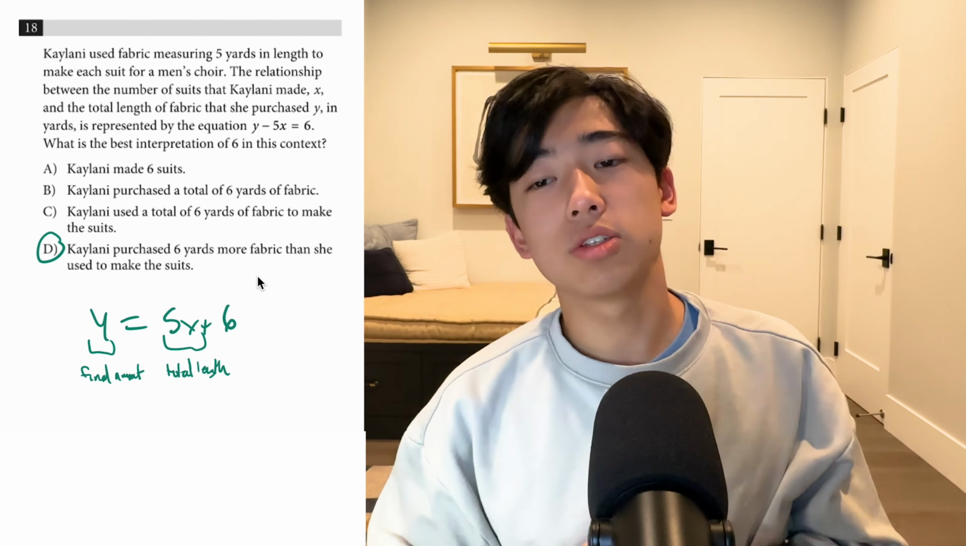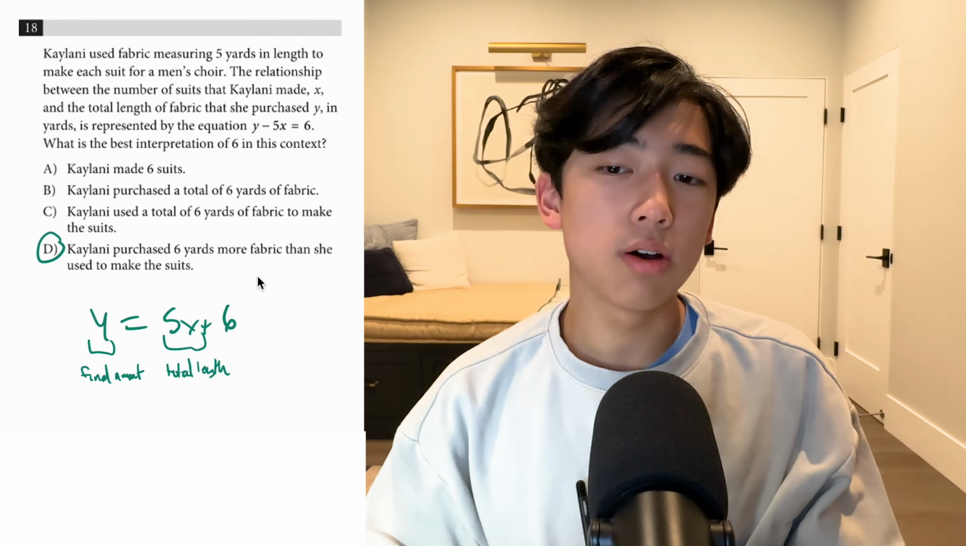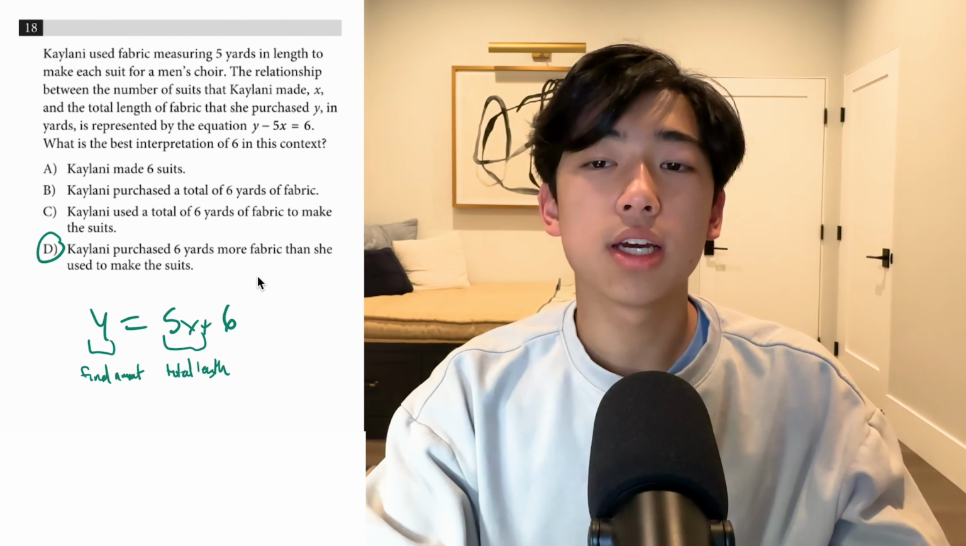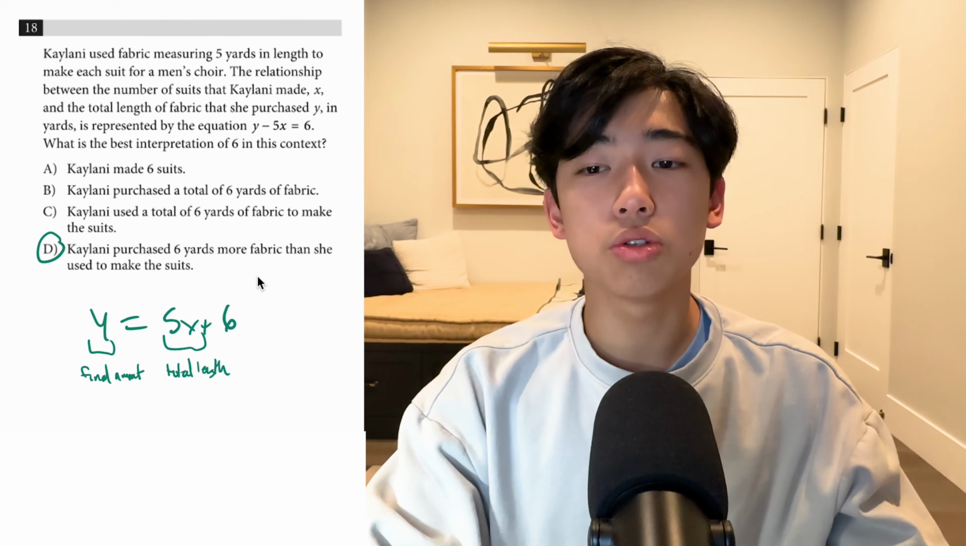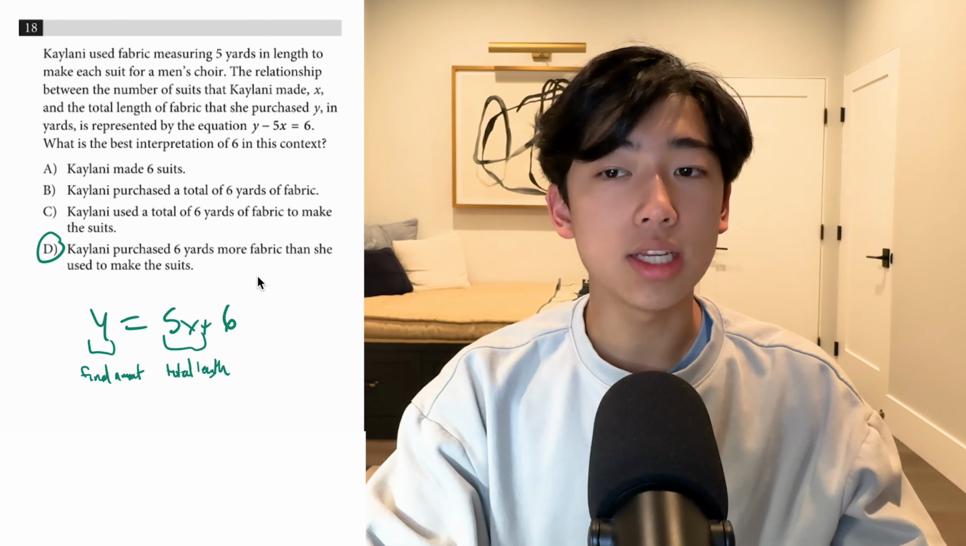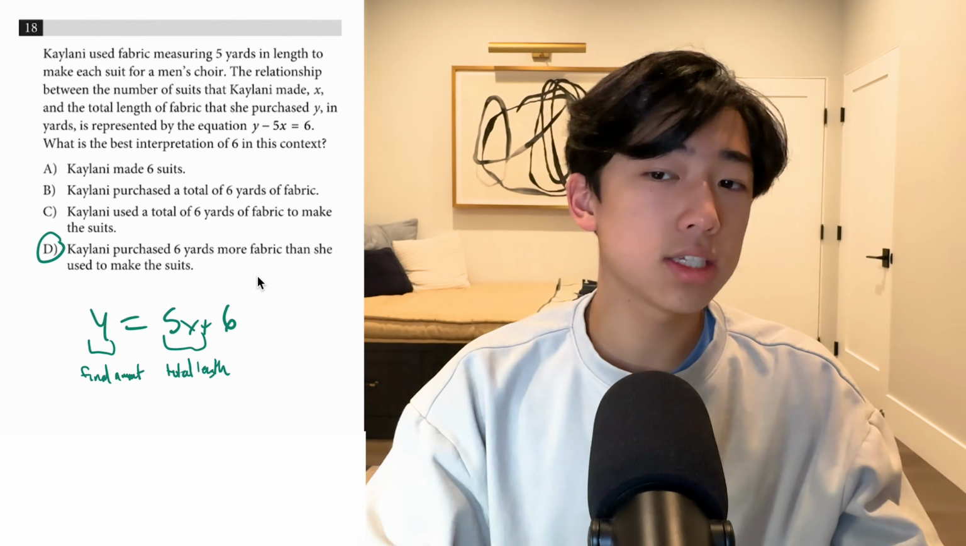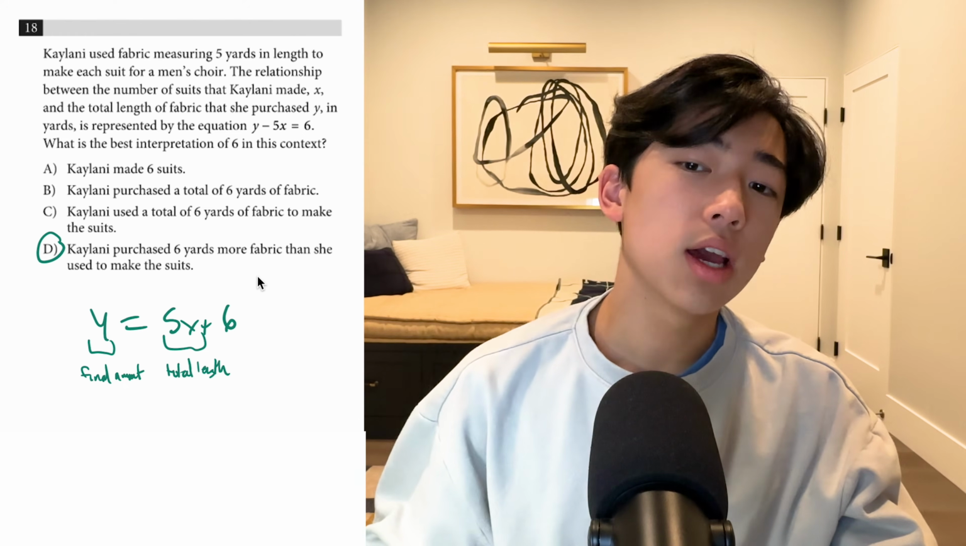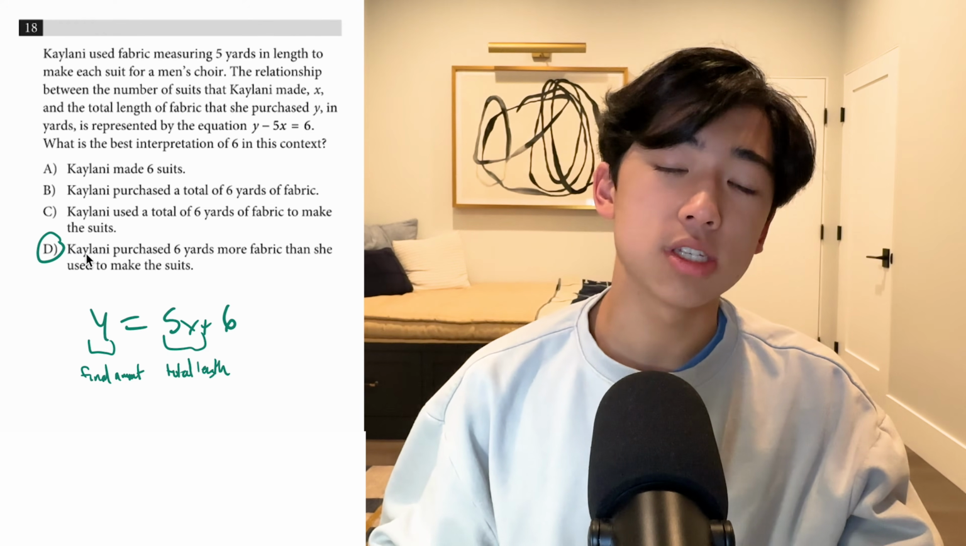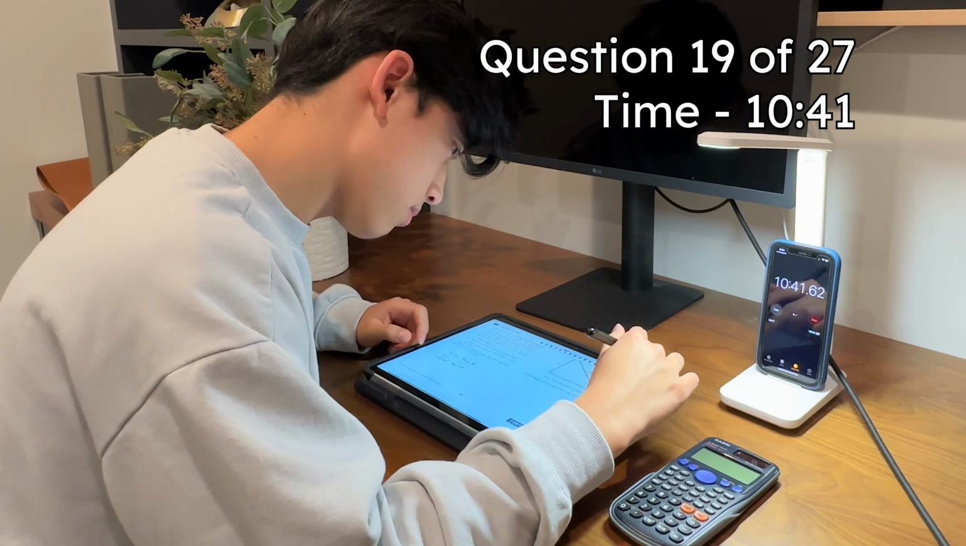Another easy way to visualize it is the final amount that she purchased, or y, is equal to the total length that she needs plus 6 additional fabric. So there should be an excess or leftovers of 6, and here we can see she buys 6 more than she uses. So that proves it.